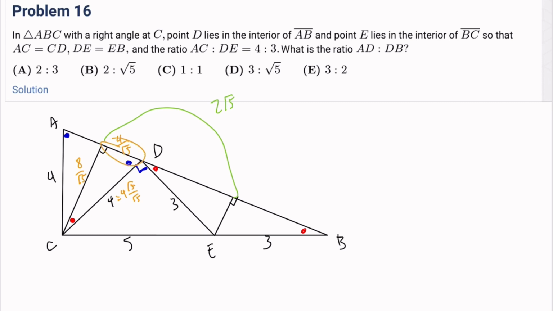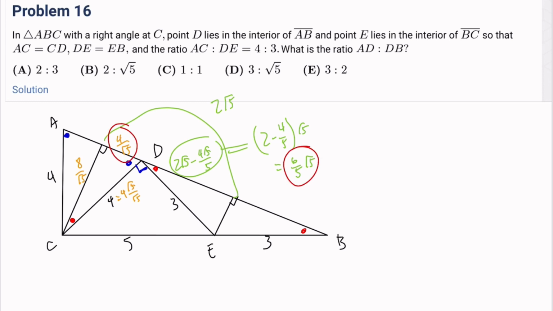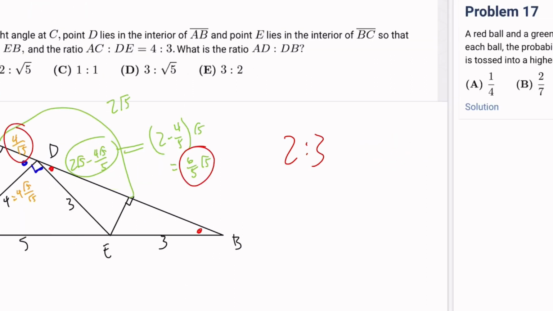Because if we have this length, then we can have this length also, and the ratio of that is the ratio that we want. And so this length will be 2 root 5 minus 4 over root 5, and 4 over root 5 is equal to 4 root 5 over 5. So this is equal to 2 minus 4 over 5 times root 5, which is equal to 6 over 5 root 5, right? And so we have 4 over root 5 and 6 over root 5, so the ratio is 4 to 6. The answer is 2 to 3. The answer is A.